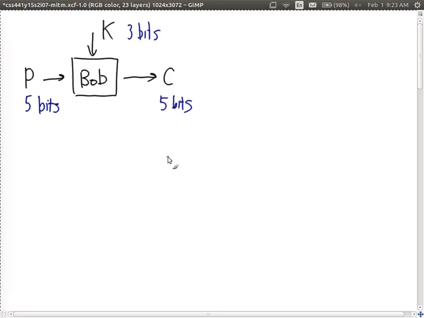That's the normal operation. From the perspective of a brute force attack, what's the worst case time to break Bob? So we do a brute force. What's the worst case number of operations I need to break this? 8. Why 8? 2 to the power of 3. Our key is 3 bits. We have 8 possible values.